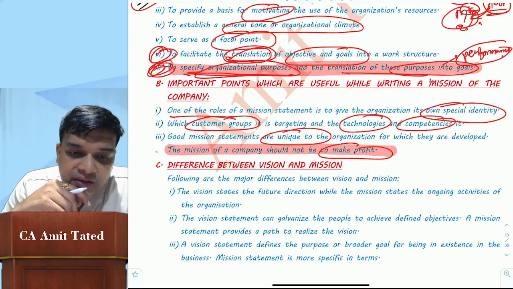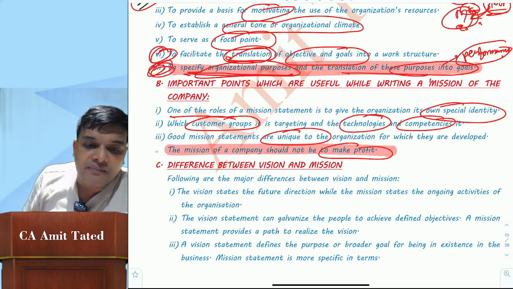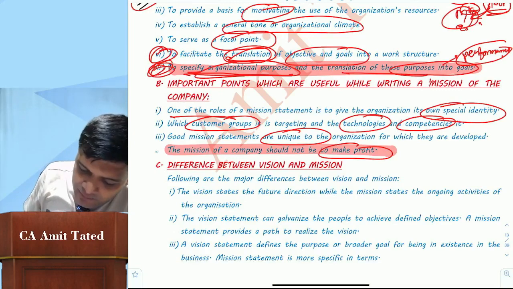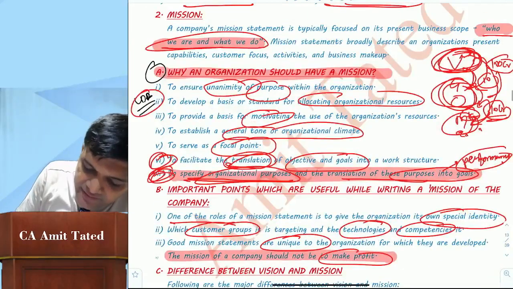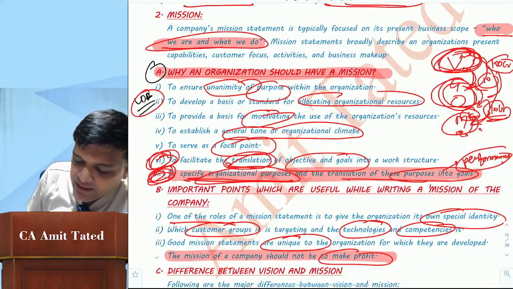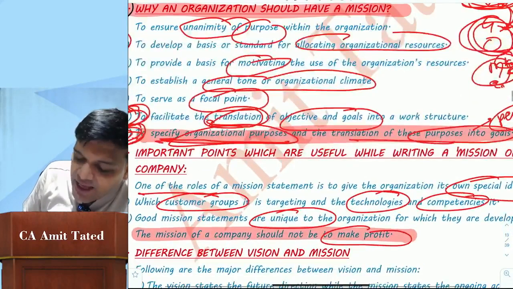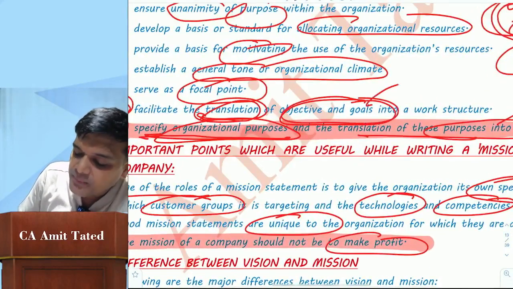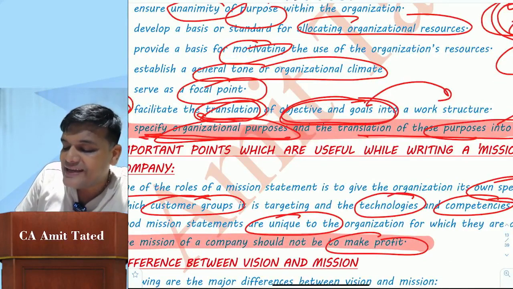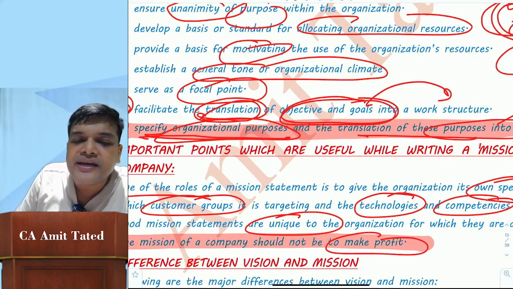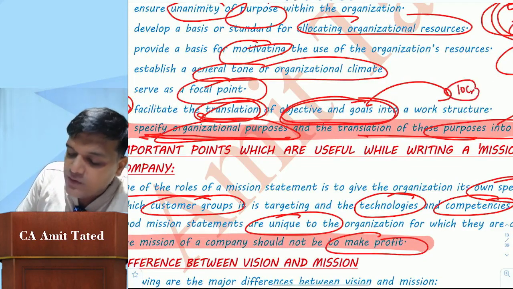Okay, sir, 7th point, why mission is not clear. 7th point, why mission is not clear. Malik, yaad rakhiye, 6th and 7th point, I am just making it very clear again. 6th point is basically translating objectives and goals into work structure. Means I am telling after 10 years I need to achieve 100 crore. So in the current year I need to achieve 10 crore. Are you getting the point?